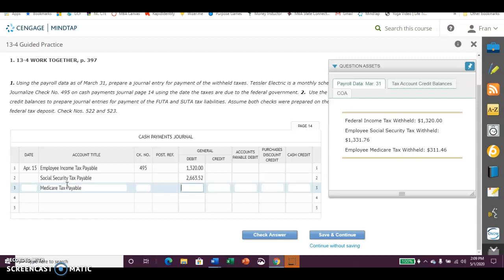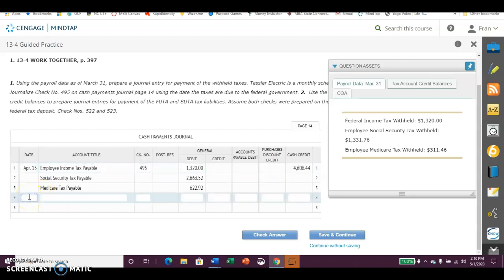And then the last one for this one is going to be Medicare tax payable. And again, we're going to be careful with that. The employee amount is $311.46, but we have to account for our share, so we're going to have to double that number, and we get $622.92. Okay, so this is all the stuff that we're paying in this check to the federal government. So add them all together, and that's the amount that the check needs to be. So if you add them all together, it's $4,606.44.